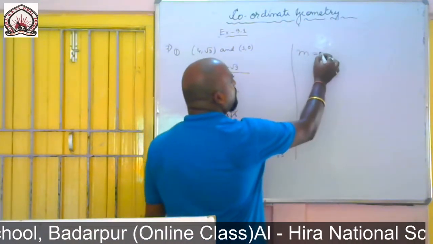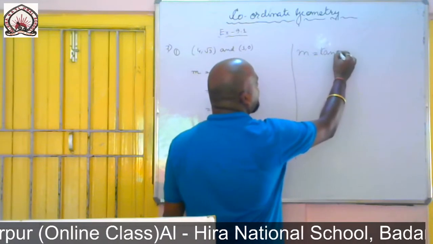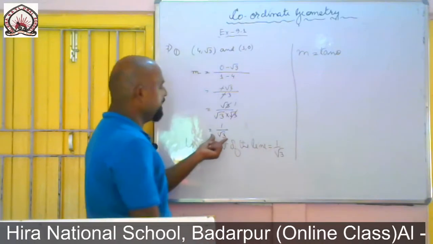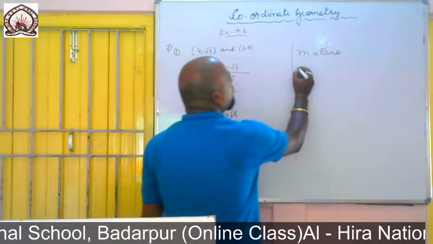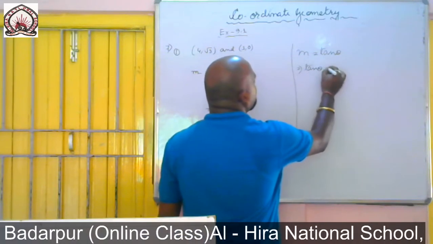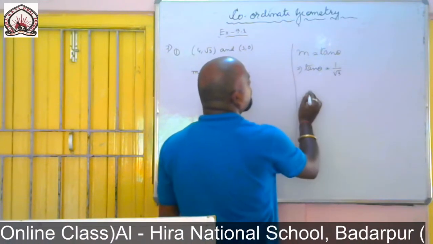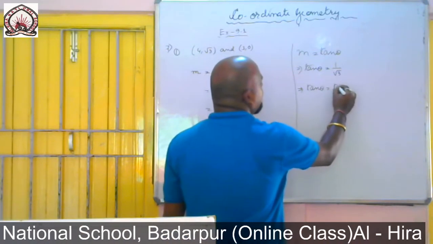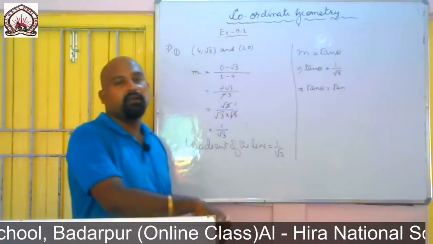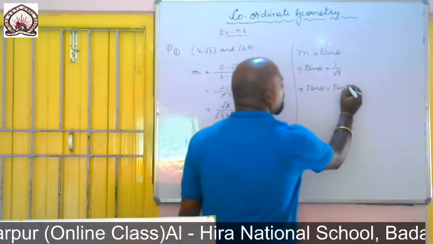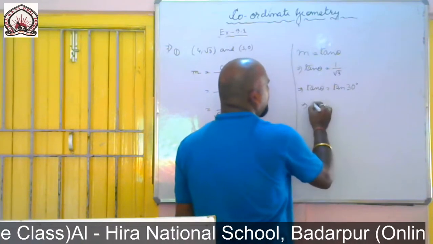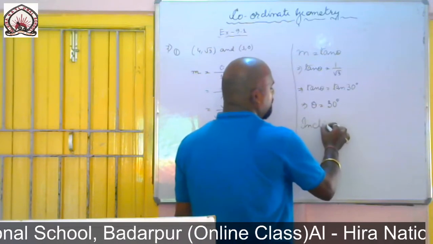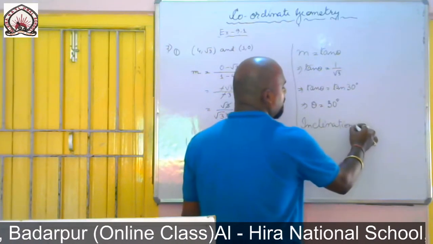Now m equal to tan of the angle theta. We know m equal to tan theta. Okay. Now what is the value of m we are getting here? 1 by root 3. So can I write tan theta equal to 1 by root 3? So tan 30 degree equal to 1 by root 3. So theta equal to 30 degree. So here the inclination equal to 30 degree.